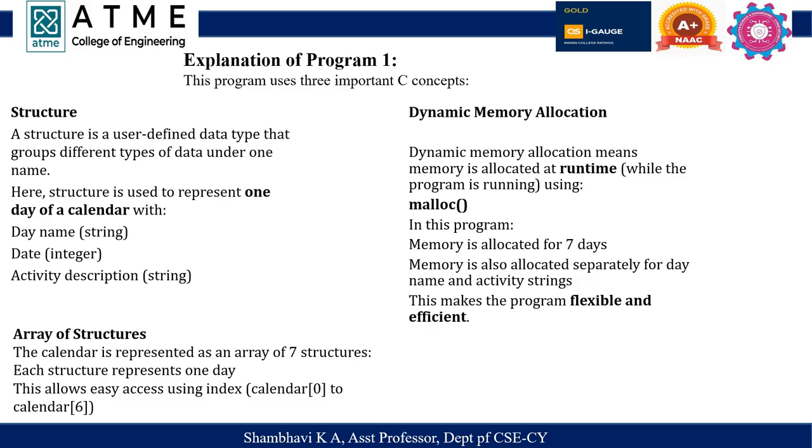This represents the 7 days of a week in a calendar. And the major concept is dynamic memory allocation. Here it will allocate the memory during runtime, which means that while running the program, it will automatically create the memory. For this we have to use the function called malloc, which stands for memory allocation. This will allocate the memory for 7 days, and it will also allocate the memory separately for the day name and activity.